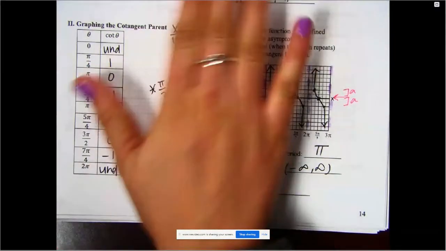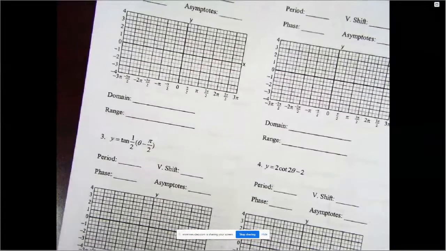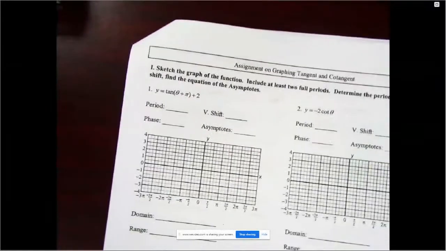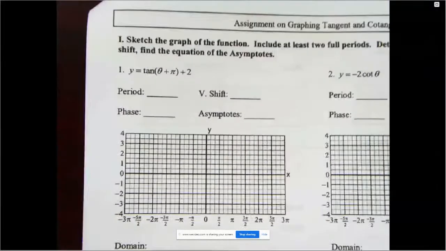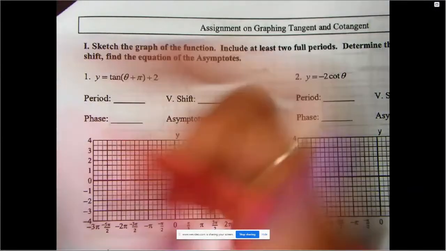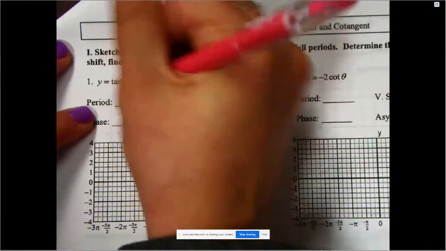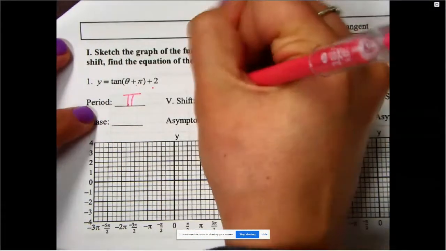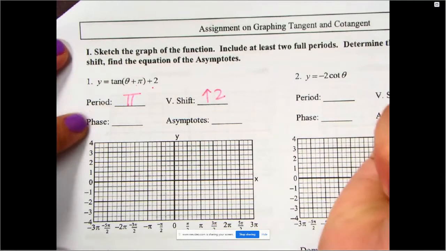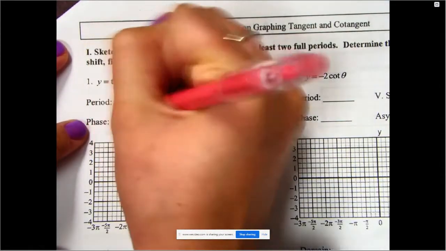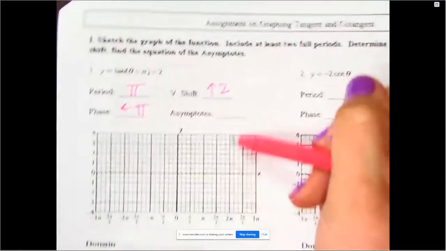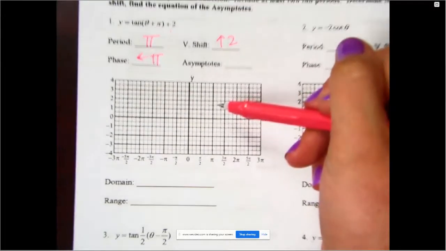Alrighty. Keep a finger on this page so we can refer to it as I do our transformations. For this first one, I have 2 transformations. I'm going to be going left pi and up 2. So nothing happened to the period. That'll stay pi. I go up 2. Phase shift, I'm going left pi. I'll save everything else for after I graph.